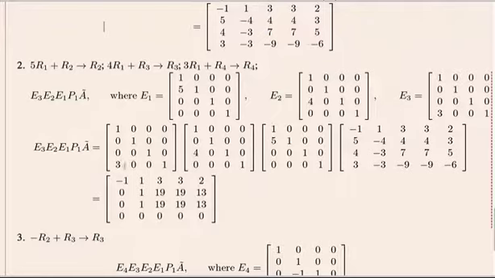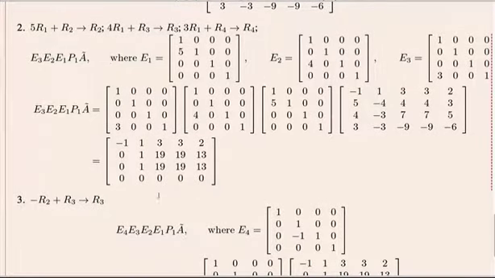And then finally, 3 times the first row added to row 4. So -3 added to 3, 0. 3 times 1, 3 added to -3, 0. 3 times 3, 9 added to -9, 0. Again, 3 times 3, 9 added to -9, 0. And 3 times 2, 6 added to -6, 0. Then we have this new matrix.